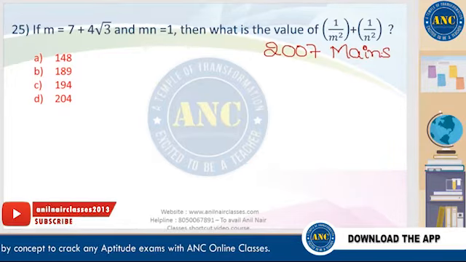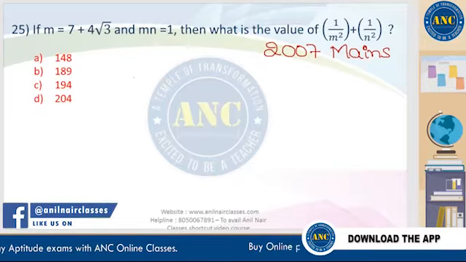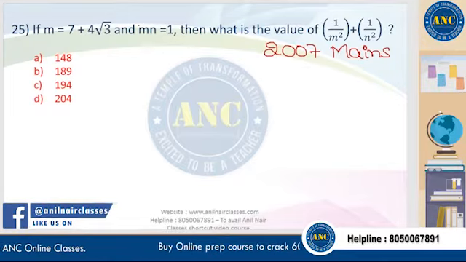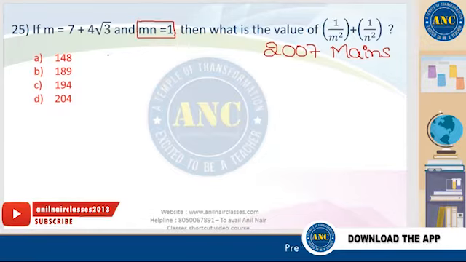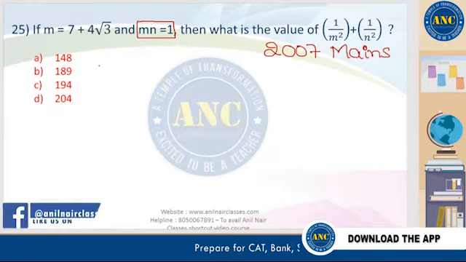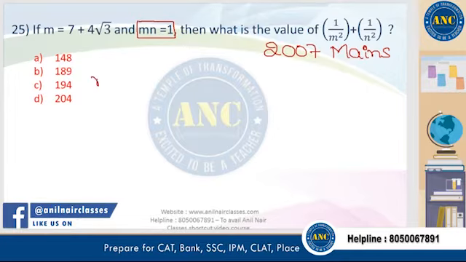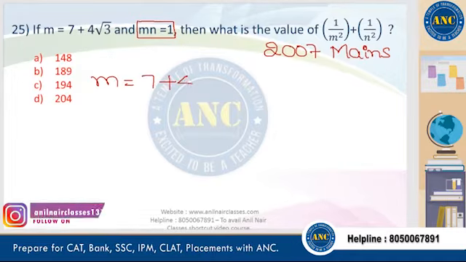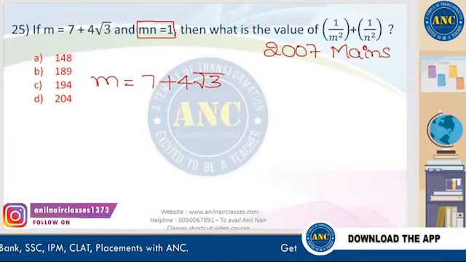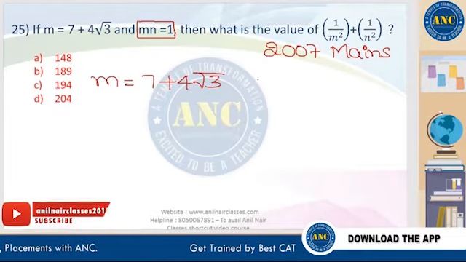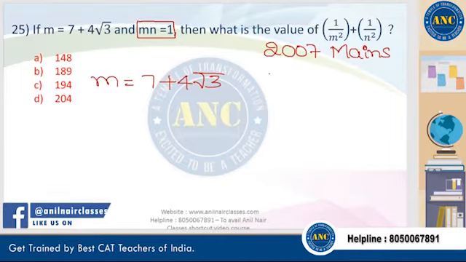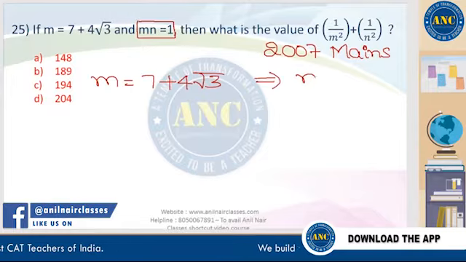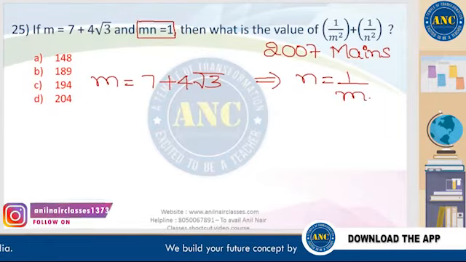Same question we have just put on the screen, and in this question, instead of giving you the n value which is the reciprocal of m, they are directly saying in the question itself that mn is equal to 1. Now see here, that means can I say that m value is nothing but 7 plus 4 root 3, right? M value is nothing but 7 plus 4 root 3, and mn value is nothing but 1. That means I can say that n is nothing but 1 by m, right?